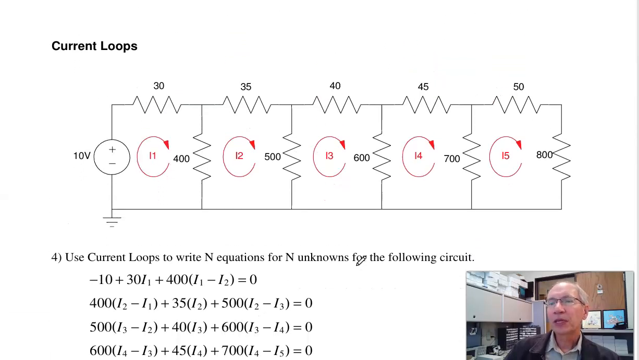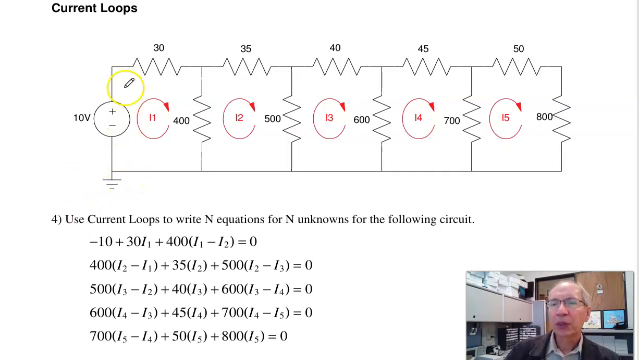Current loops is based on conservation of voltage. As I go around any closed loop, if I wind up where I started, the voltages have to add to 0. So start with I1. Going around this loop, summing the voltages to 0.